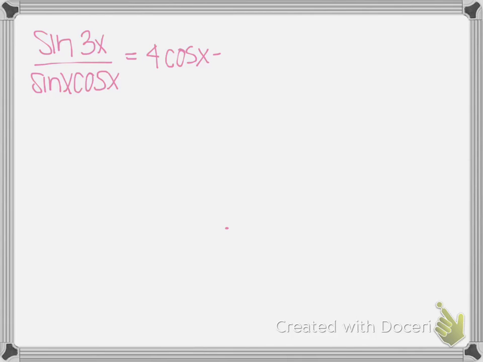All right, we're going to do a verify. So we have sine 3x over sine x cosine x equals 4. This is not complicated. All right.